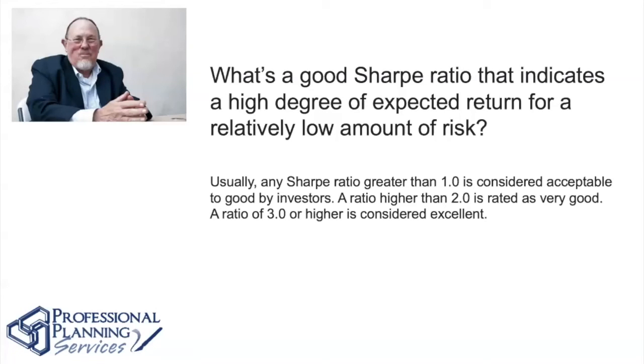So again, what is a good Sharpe ratio? That indicates a high degree of expected return for a relatively low amount of risk, right? I mean, don't we want to get more for less risk? So usually any Sharpe ratio greater than 1 is considered acceptable by good investors. But a ratio of about 2 or 3 is considered very good or excellent.